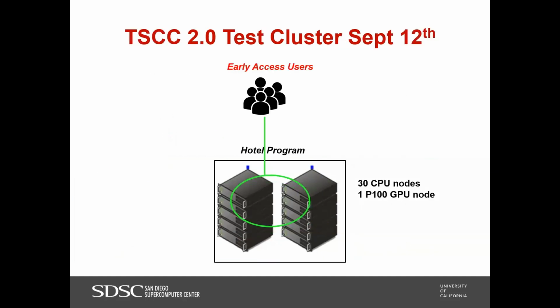In today's TSCC 2.0 test cluster, you are all invited to the test clusters. So we will open hotel nodes for you for some basic tests, to help you get familiar with our job scheduler, and learn how to transfer data, tests like that. In our hotel program, we have 30 CPU nodes plus one P100 GPU node. And in the future, our hotel program will add 36 more CPU nodes as well as one A100 GPU node.